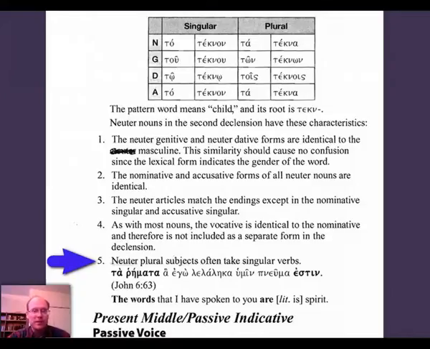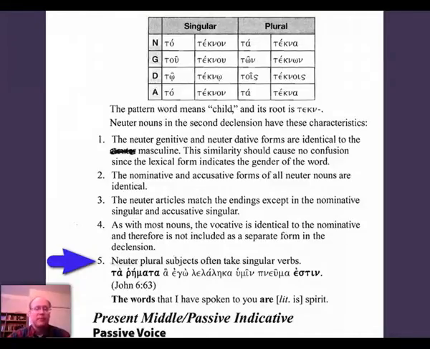For example, in John 6:63, ta rhemata ha ego lelaleka humin pneuma estin. So the words ta rhemata is a neuter plural with a singular verb form. So don't be surprised if you see a neuter plural noun and a singular verb. And that's all there is to the second declension neuter noun endings.